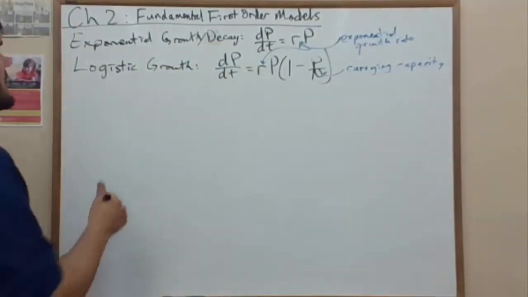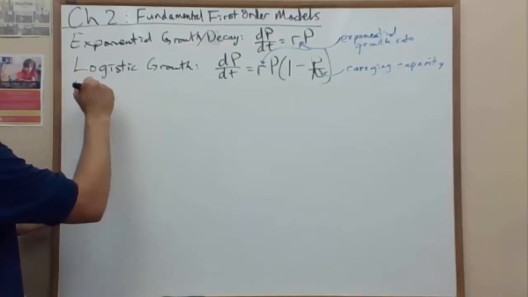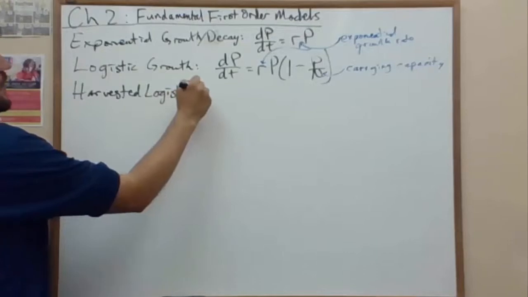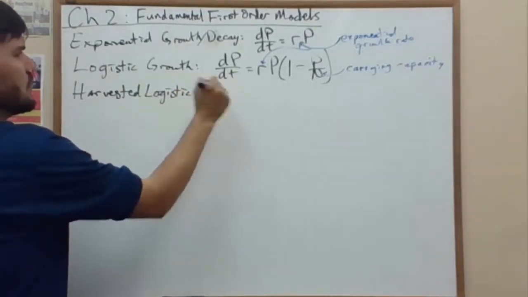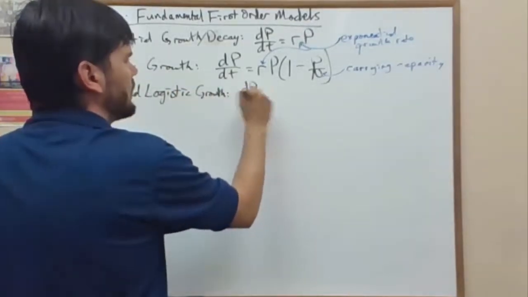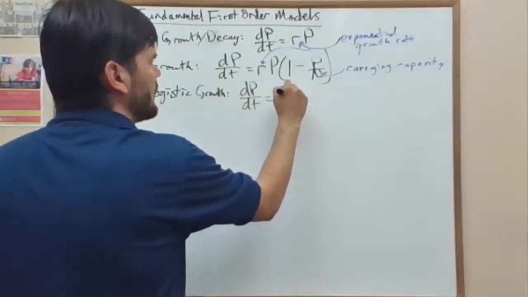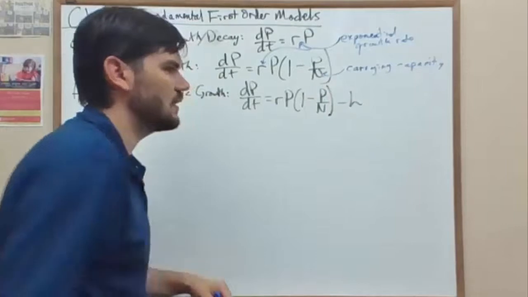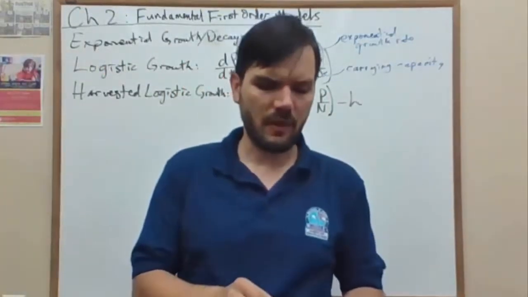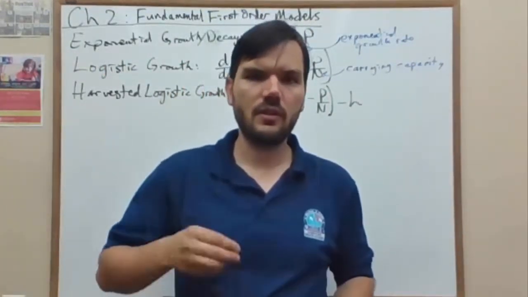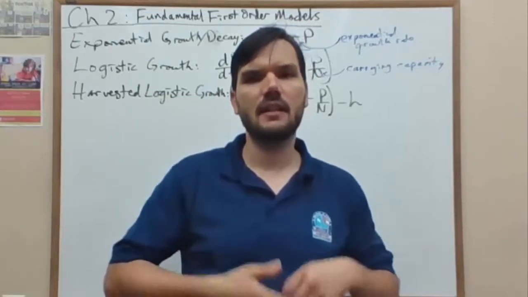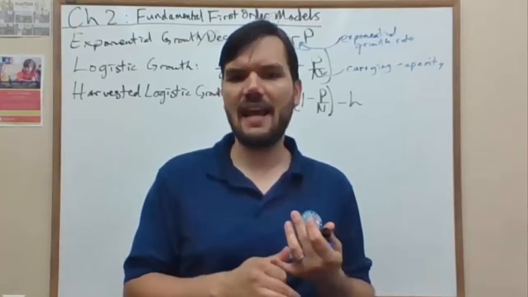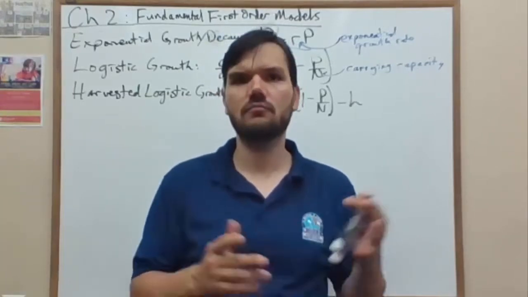The next step up from this is the harvested logistic growth. And this is often used by the Fish and Game to determine how many tags to issue when they're tracking the number of tags for fishing or hunting.